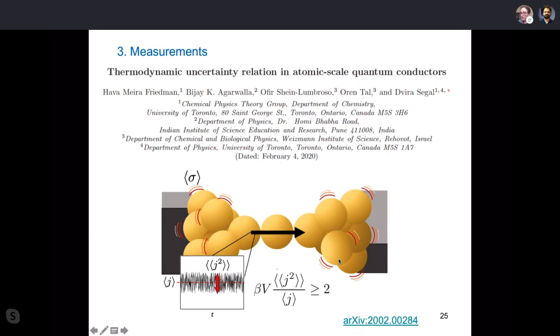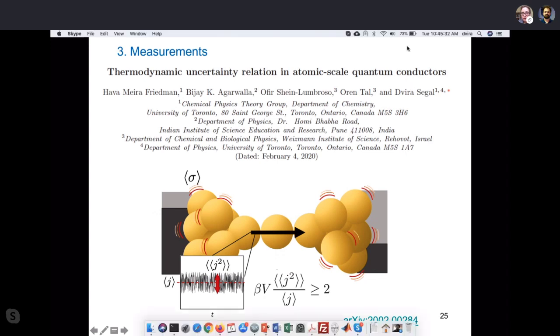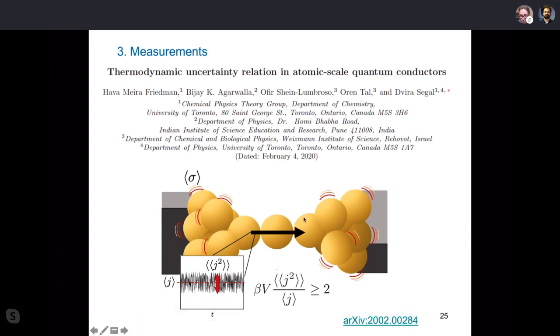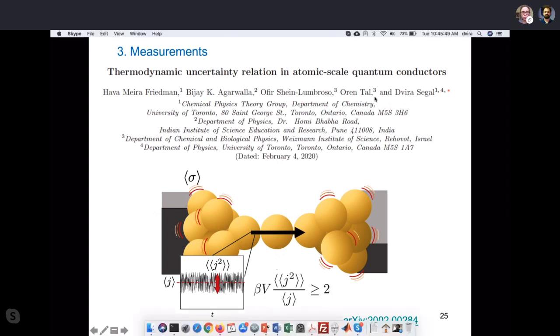Okay, so with that, I'm going to move on and talk about measurements of shot noise, and this brings us also to measurements related to the thermodynamic uncertainty relation. This paper is almost published. This is the arXiv version. It should be published soon in PhysRevB. So the experiment was performed by the group of Oren at the Weizmann Institute with his graduate student, and the data was analyzed by my graduate student, Chava.